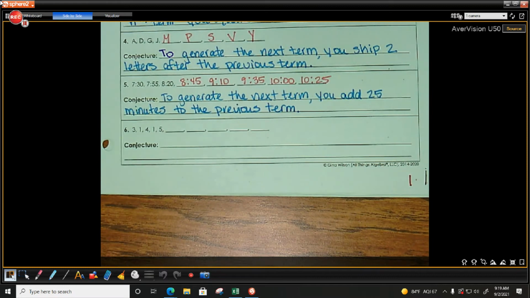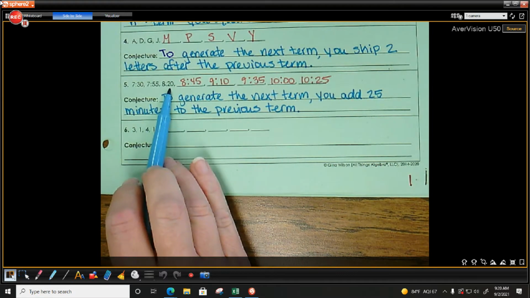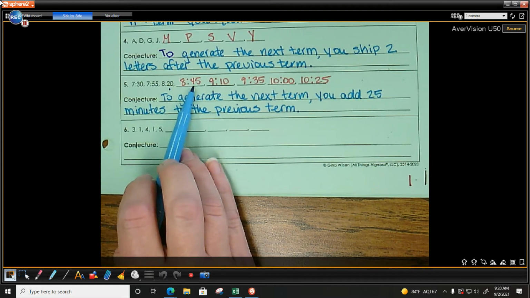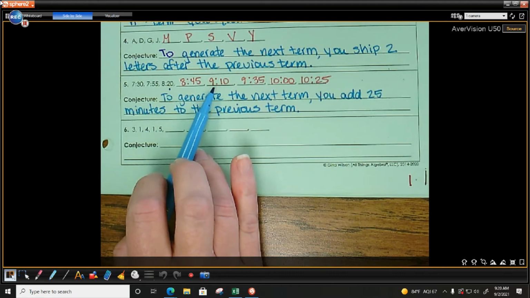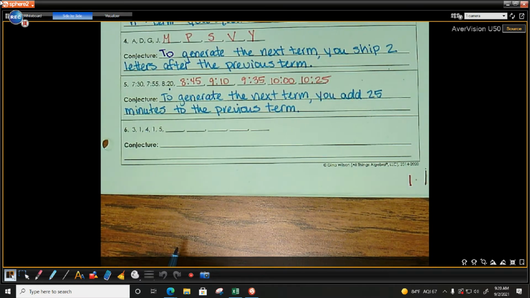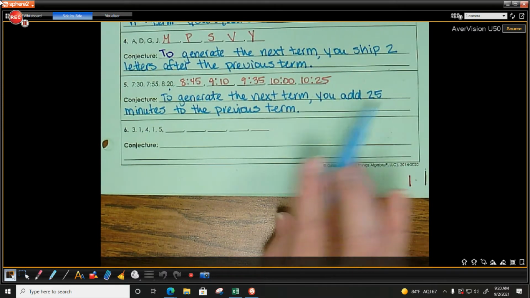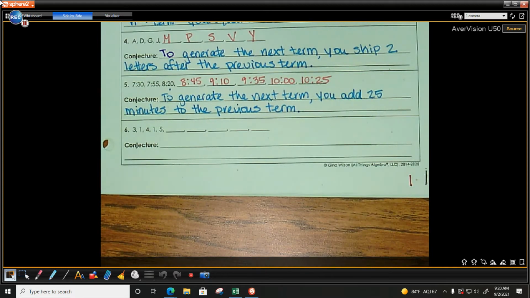Guys, could I just say you add 25? No, because time works differently than just numbers, right? Well, can you say 25 because you don't know for sure it's minutes? If I add 25 to this, I would get 870. It could be like 8 seconds and 45. Okay, so then you would have to say you add 25 seconds to the previous term. So you can do whatever, as long as it makes sense. There could be more than one right answer.